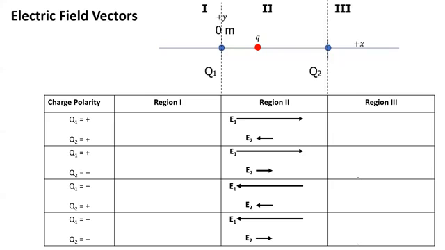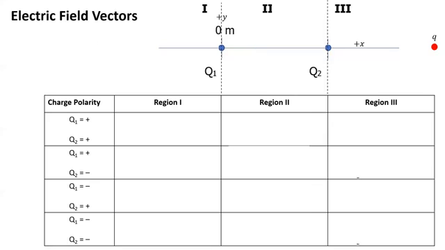Now let's say they're both negative. In that case, Q1 is trying to pull the test charge toward itself, and Q2 is trying to pull it toward itself. But since Q1 is so much closer to the test charge than Q2, its E field vector is bigger.